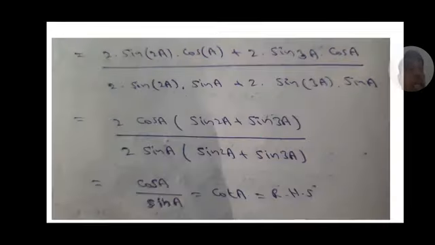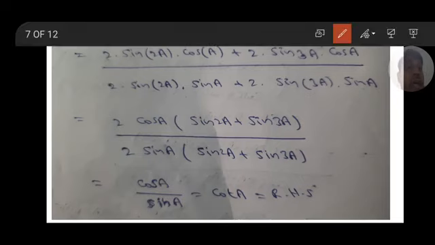We get 2 into cos a common, times (sin 2a plus sin 3a), the remaining terms. Here 2 into sin a is common, we get (sin 2a plus sin 3a). Okay, and the 2 cancels, and sin 2a plus sin 3a cancels out with sin 2a plus sin 3a, we get cos a by sin a. Cos a by sin a means cot a, that is the RHS. Okay, this is the RHS of the problem.